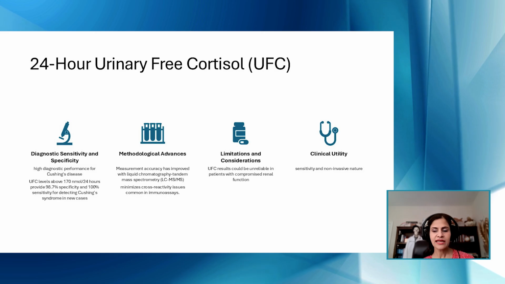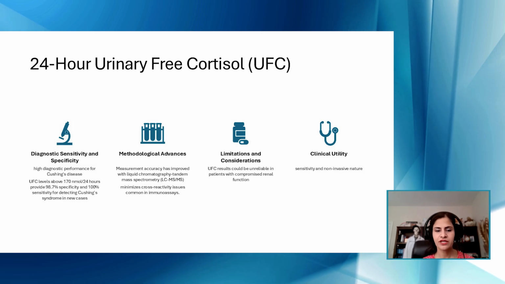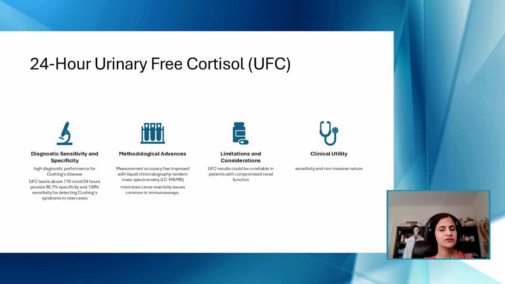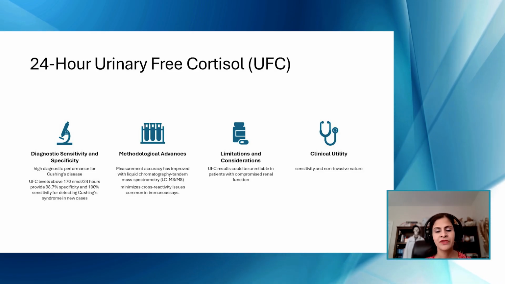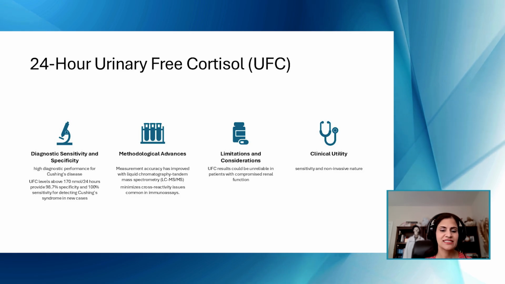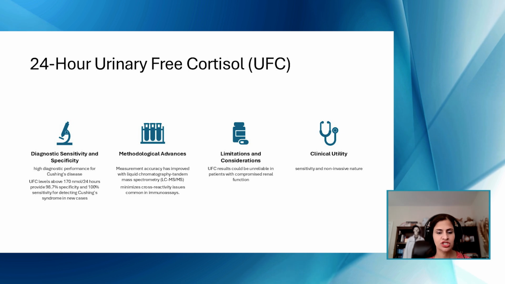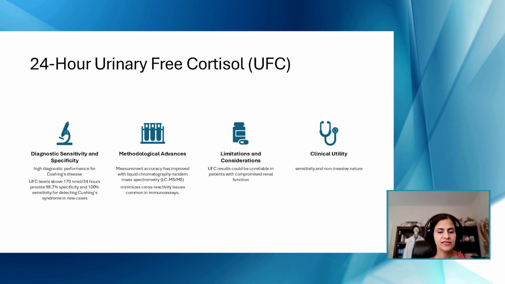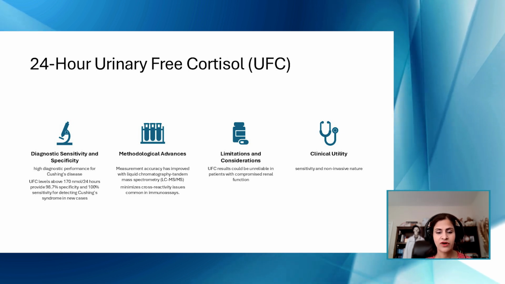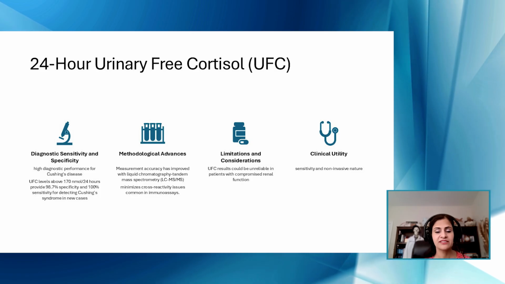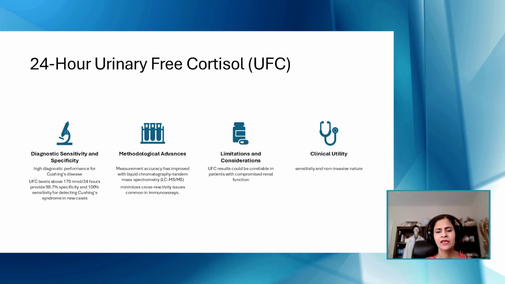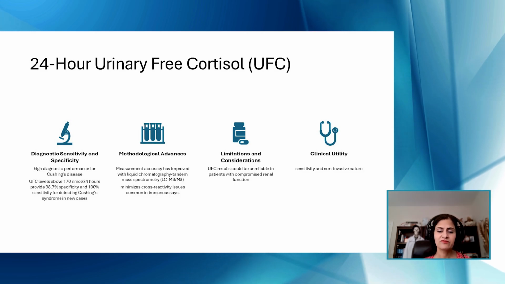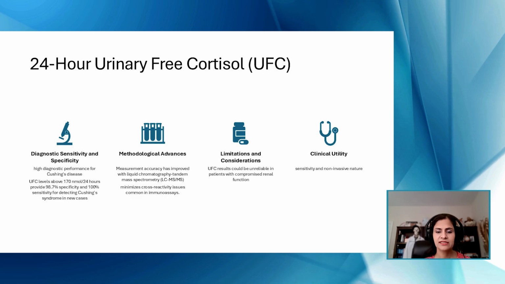Next slide. So the next slide shows the 24-hour urine-free cortisol. And urine-free cortisol is one of the tests that we use to test for hypercortisolism. It has a good diagnostic sensitivity and specificity. It has high diagnostic performance for Cushing disease. Urine-free cortisol levels above 170 nanomoles in 24 hours provide 98.7% specificity and 100% sensitivity for detecting Cushing syndrome in new cases.